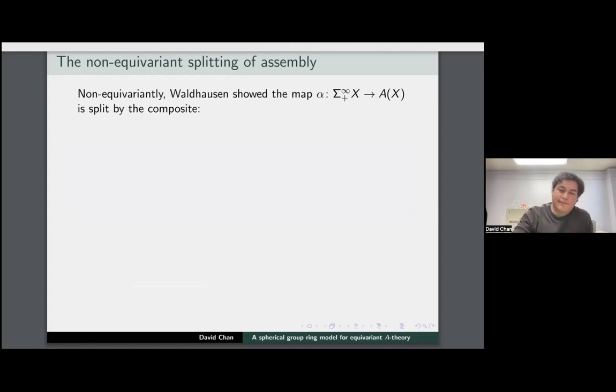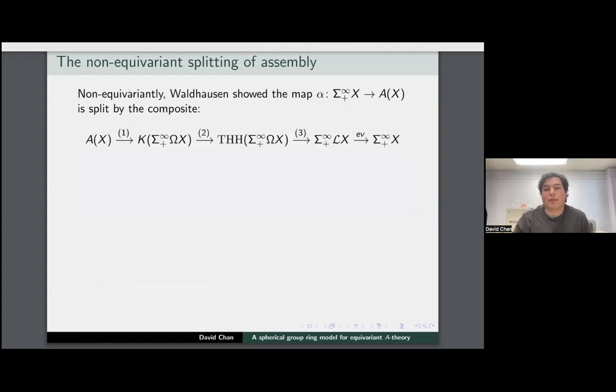So we can write down what the composite is supposed to be that splits the inclusion of the suspension of X into the A theory of X. So what is this map supposed to be? The map is supposed to be the following. Let's explain piece by piece what this map is doing.